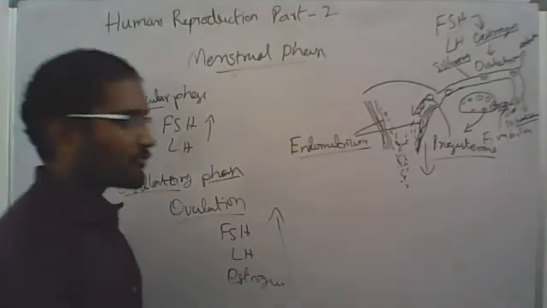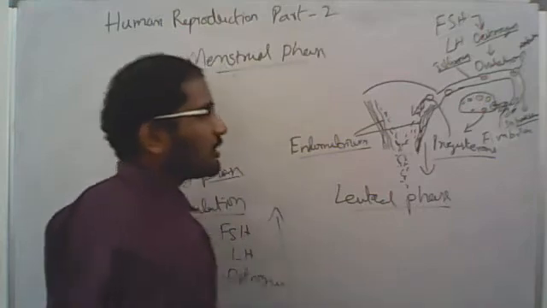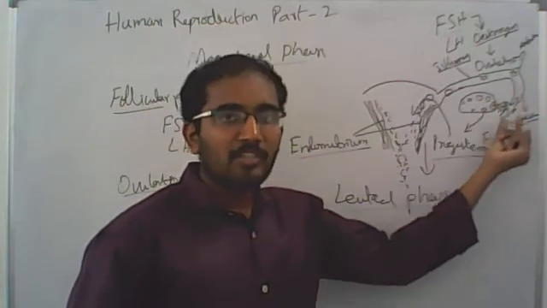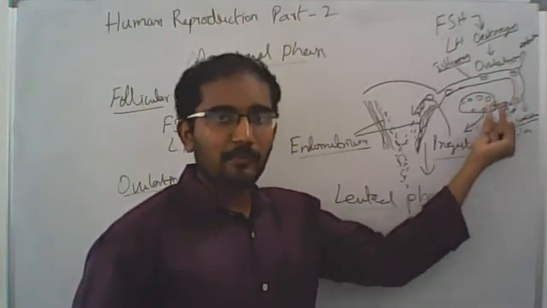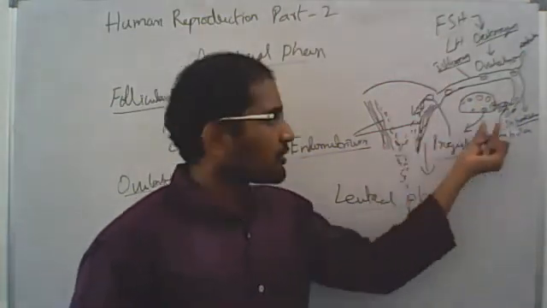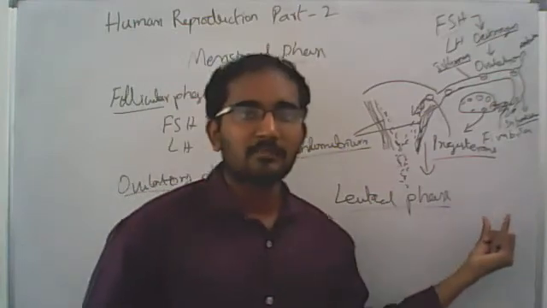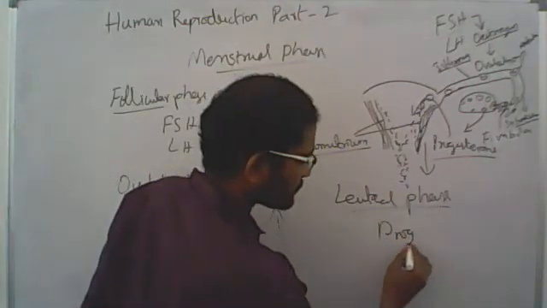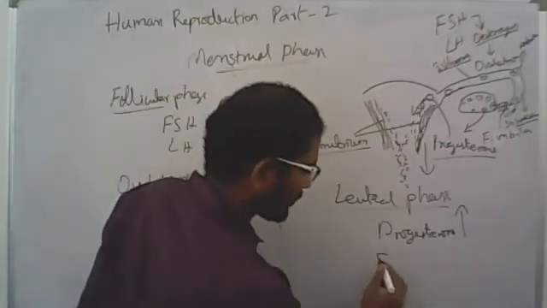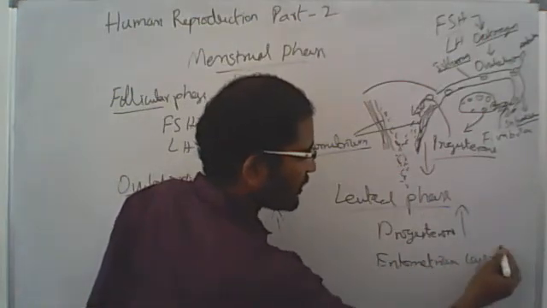Then after that, the luteal phase. The luteal phase is this: after ovulation, the graafian follicle forms a corpus luteum, a temporary gland. It starts producing progesterone, so the endometrium layer will be formed. The process is maintained by the corpus luteum, so we call it the luteal phase. In the luteal phase, the progesterone hormone gets high and the endometrium layer will be formed.